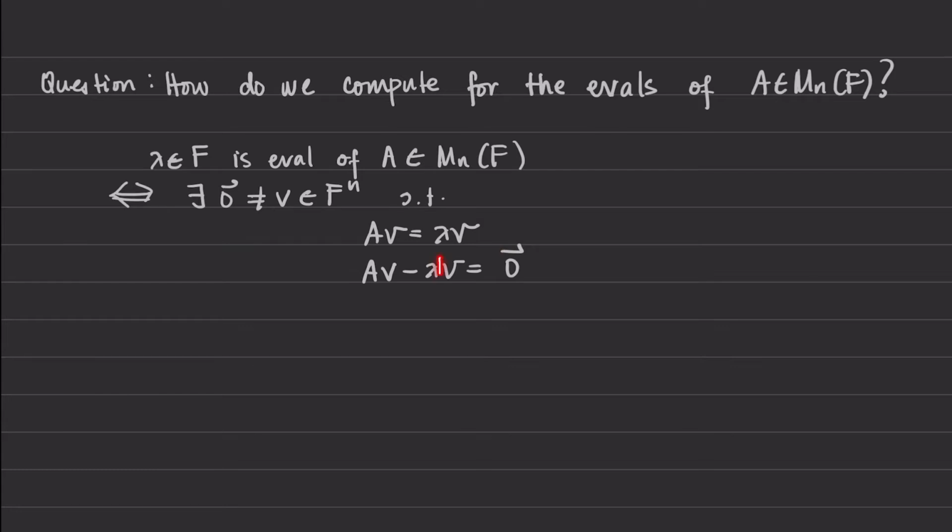Tapos dito, pwede ka magsingit ng identity, no? N by N identity, you still get lambda V. So, ang gagawin ko, ifa-factor out ko yung V. Okay? So, A minus lambda I. I_n is the n by n identity. Okay? So, ang ibig sabihin nito ay ito, which is ito. So, naglagay ako ng I_n dyan para n by n minus n by n matrix.